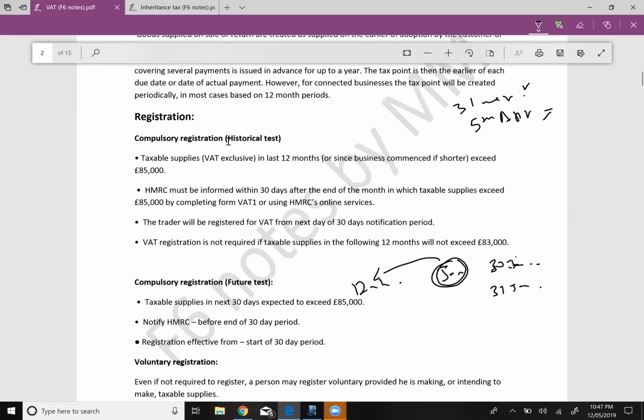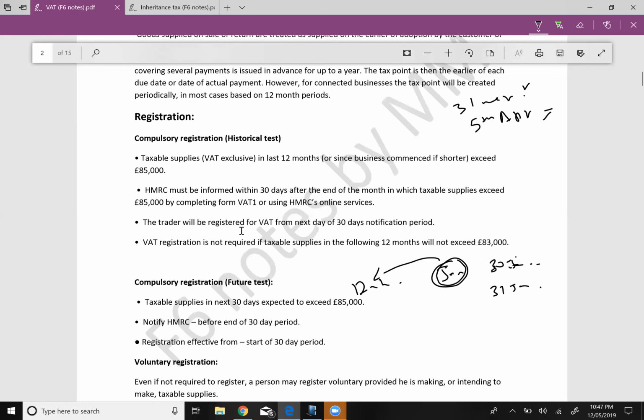So over here, in compulsory registration, we have two types of tests. One is the historic test, where we look at the last 12 months' turnover. The second one is the future test. In the future test, if you think that in the next 30 days your turnover will exceed 85,000 pounds, then you have to compulsorily register.